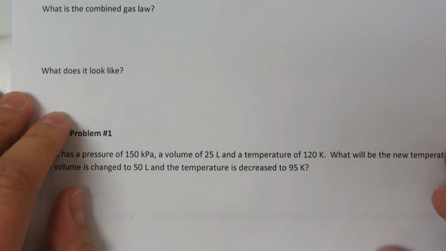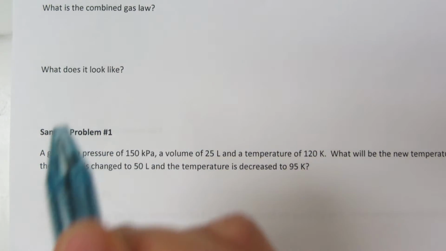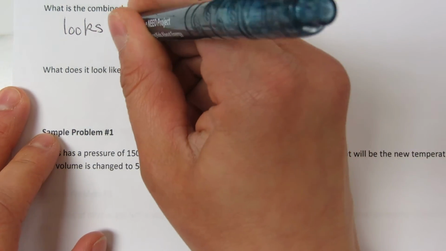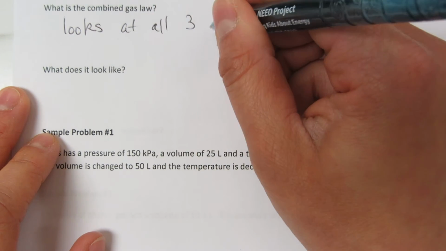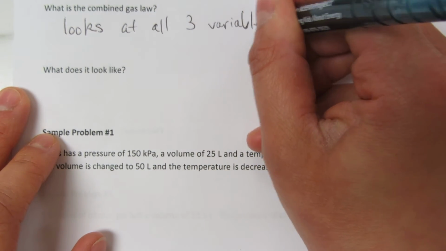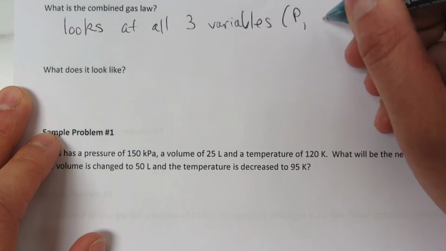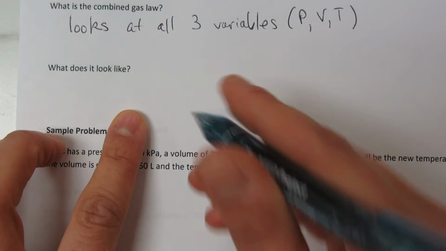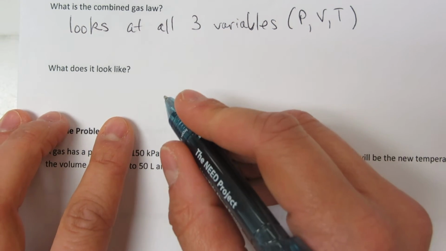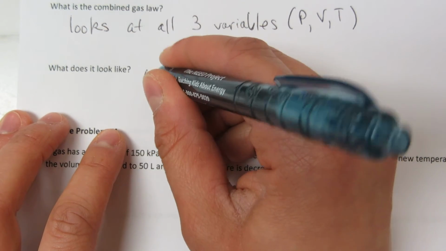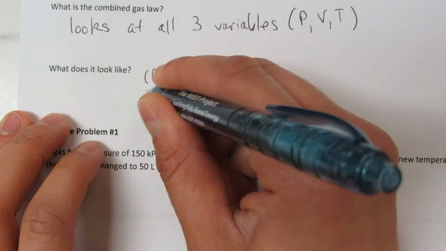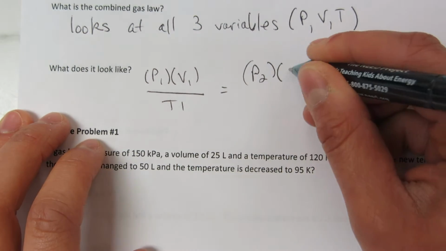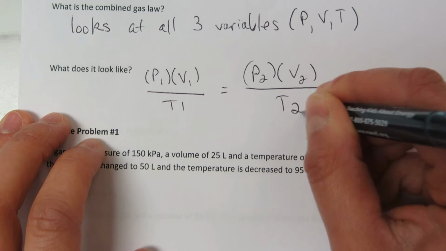All right, we're going to look at the combined gas law today. What the combined gas law is that it looks at all three variables at the same time. So it looks at pressure, volume, and temperature all in one equation. It looks like a combination of all three gas laws that we've covered. So we're going to have P1 times V1 over T1 equals P2 times V2 over T2.